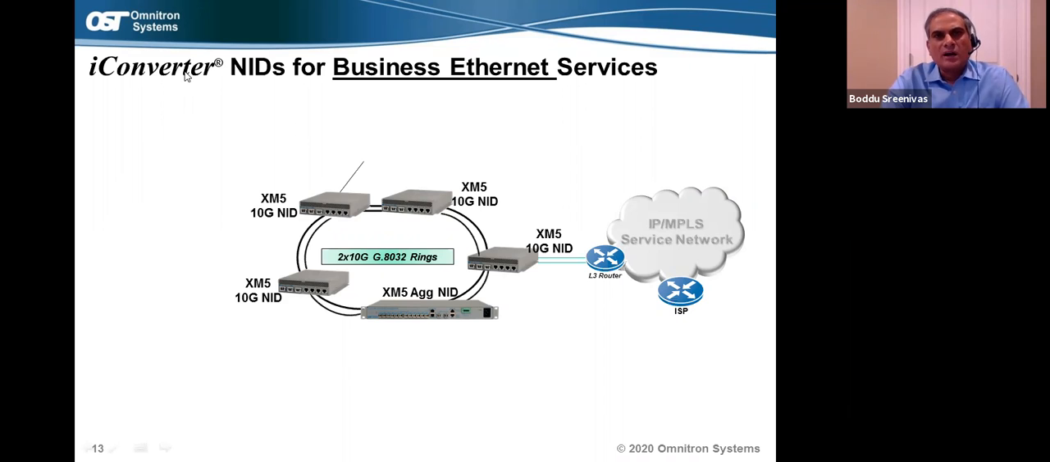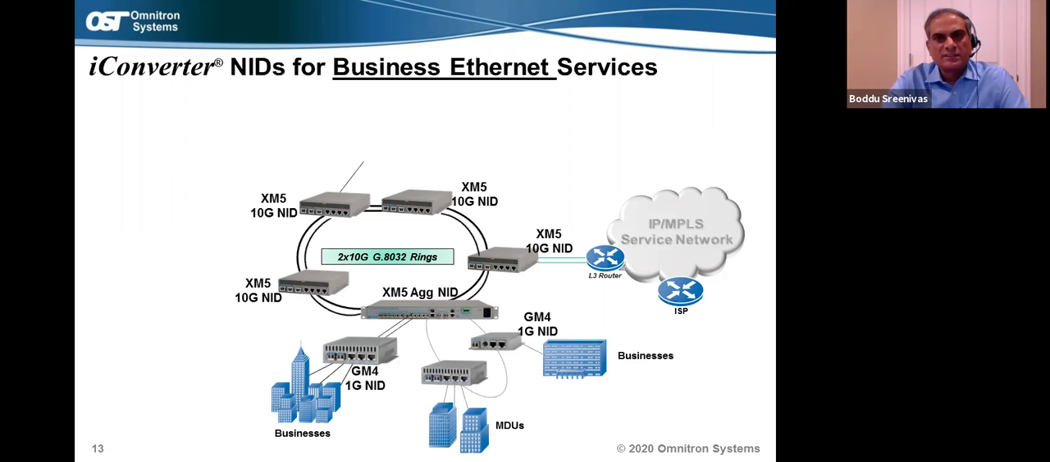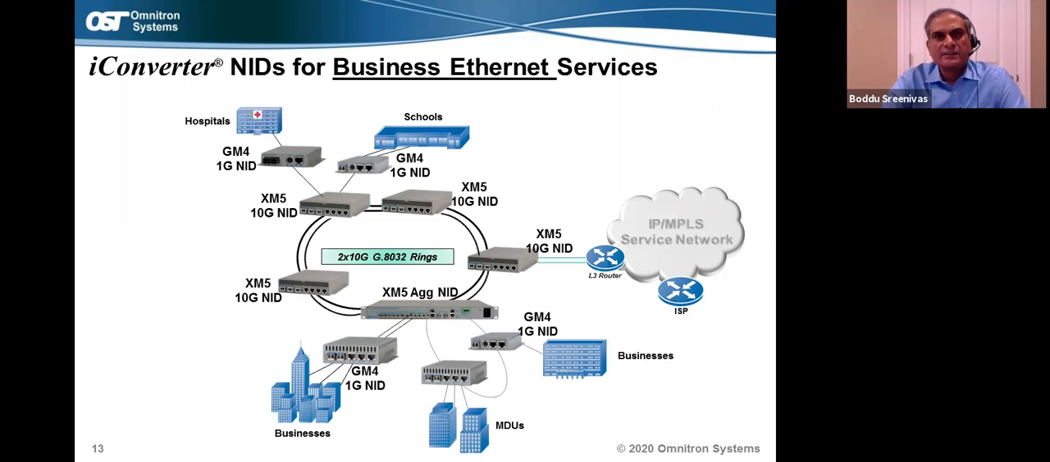So let's talk about how business Ethernet services are typically provided in the industry. Most access segments are built out using protected 10 gig rings. In this example, we're showing you how you could build out protected 10 gig rings using a combination of our XM5 10 gig NID as well as our XM5 aggregation devices. And as and when you need to start handing off services to different customers, it could be businesses, multi-dwelling units, or schools or hospitals, you could install our 1 gig or 10 gig NIDs at those customer premise locations and aggregate all the traffic onto your backbone ring.